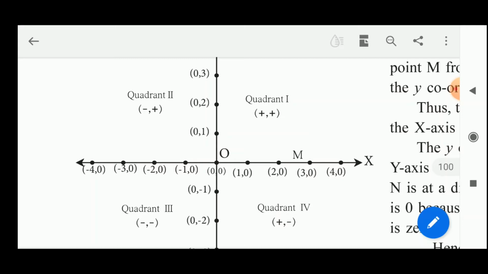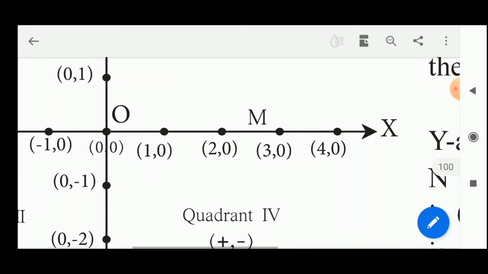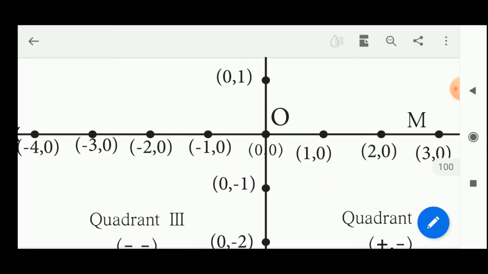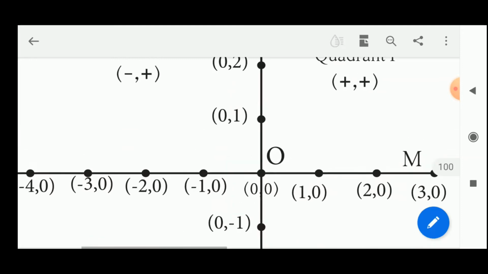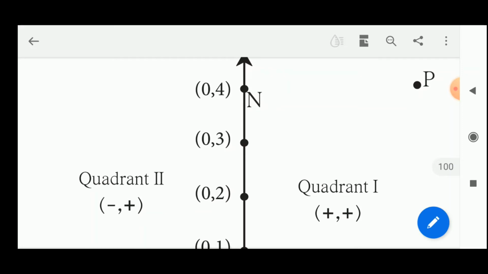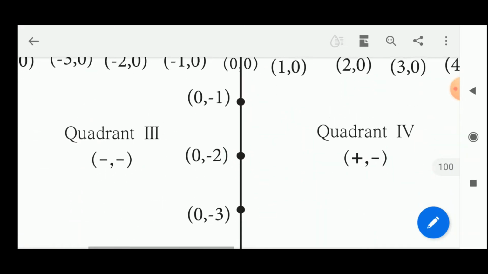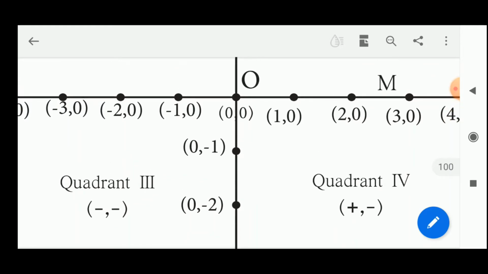If the point lies on the x-axis, its y coordinate will be 0. So here you can see all these points here: 1, 0; 2, 0; 3, 0; 4, 0. So here the y coordinates are 0, and on the negative side of the x-axis also you can see the y coordinates are 0. Similarly, all the points which are lying on the y-axis will have the x coordinate 0. So the coordinates of these points are 0, 4; 0, 3; 0, 2; 0, 1; 0, -1; 0, -2, and so on. And the coordinates of the origin O are 0, 0.